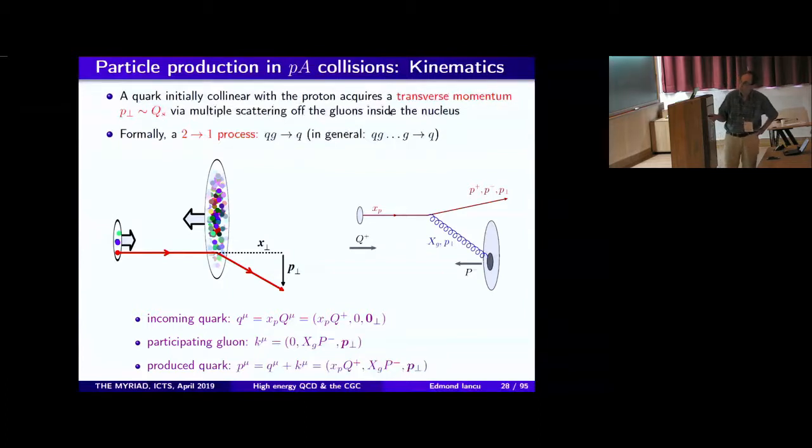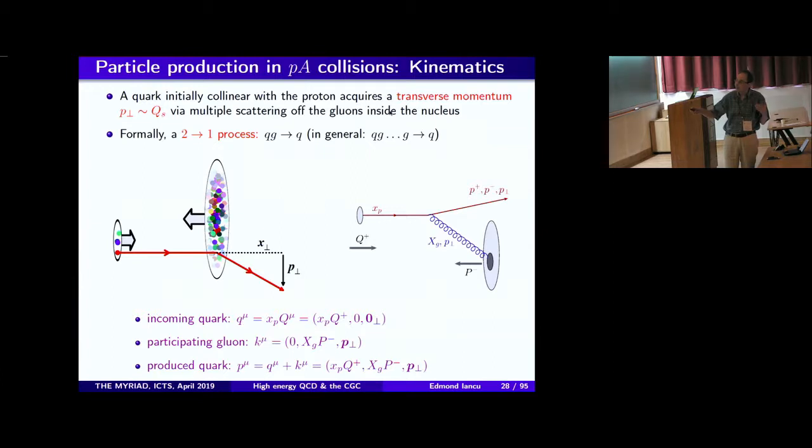So in the first approximation, one can imagine that the process is a 2-to-1 process: a quark from the proton, with longitudinal momentum fraction xp. The proton has a longitudinal momentum Q plus, it's a right mover. And the quark, with fraction xp, scatters off a nucleon inside the nucleus. Scattering means it exchanges a gluon. So this is the nucleus, big. This one is just a nucleon, like a proton or a neutron. And that's a gluon exchanged by one of the quarks inside the nucleon and the external quark from the proton.